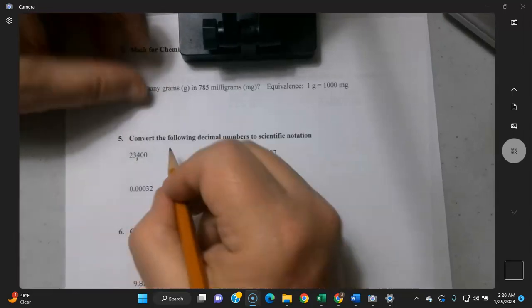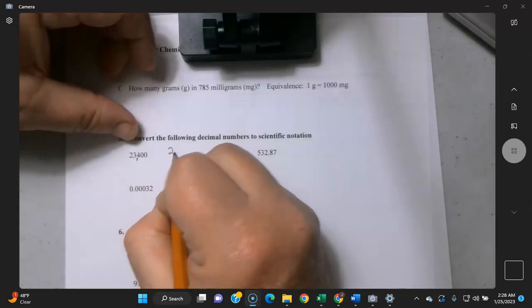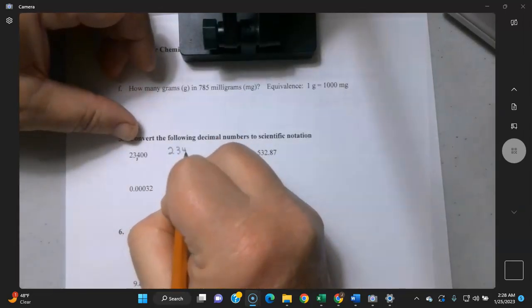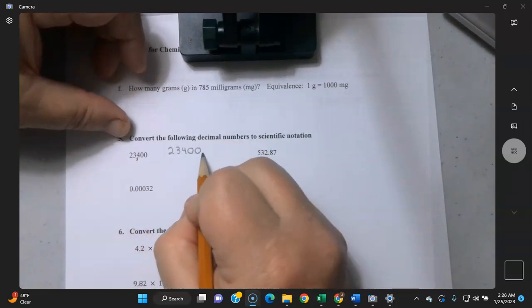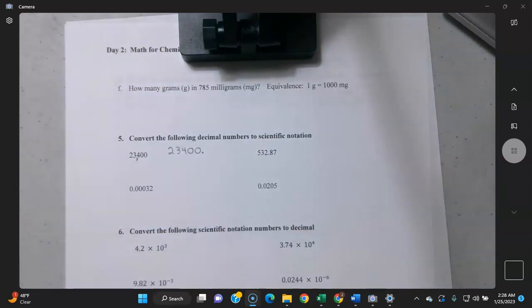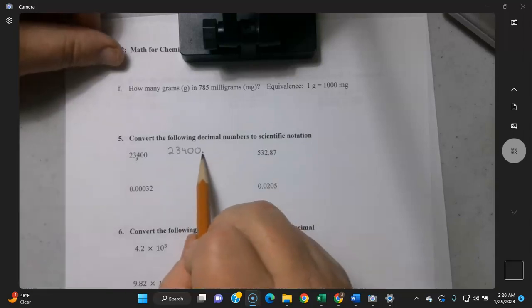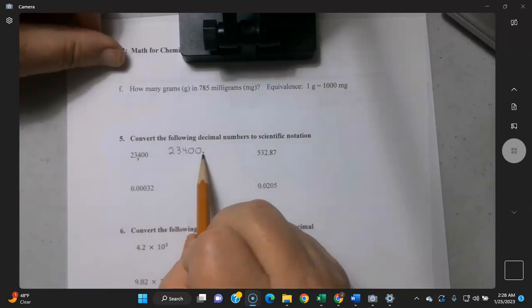So here's what you do. You write down the number, and you identify where the decimal point is. Now you don't see a decimal point there, but it's implied that it's right there at the end. You don't have any numbers after it, so you don't write it. What you want to do is move this so it's a number between 1 and 9.999.